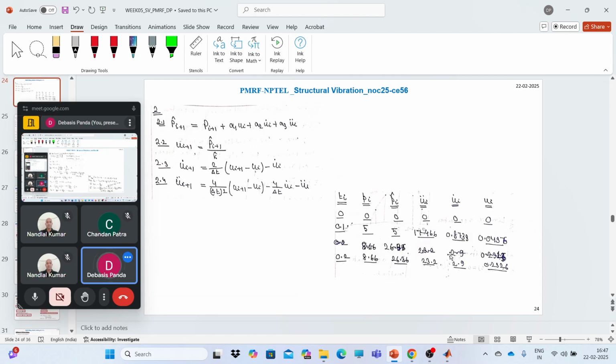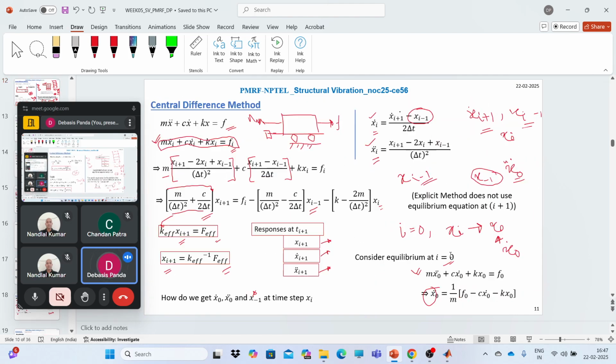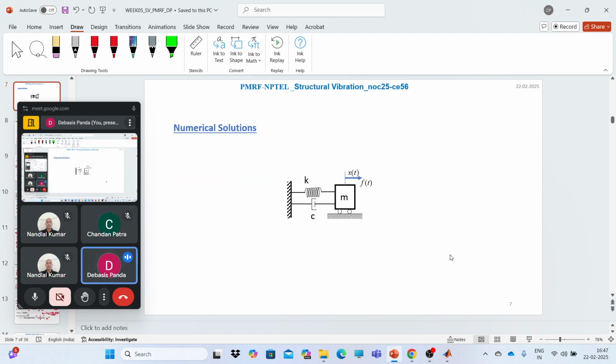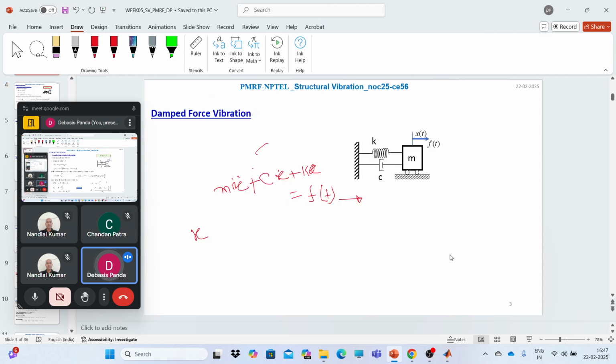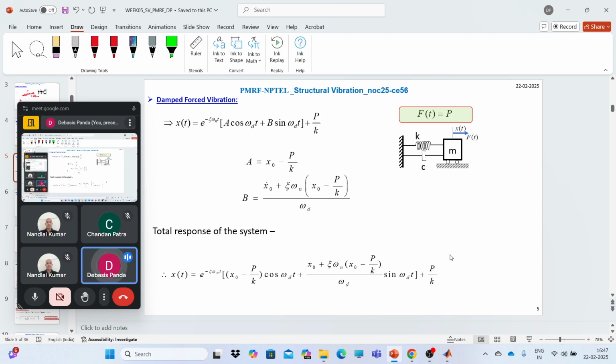Okay, so what we have done today, if we quickly summarize this. Today we talked about the numerical solutions. Numerical solutions mean we have already solved this second order differential equation mathematically. The mathematical solutions we have seen. Mathematically you can solve it, but it will be time consuming and will require much more effort than the numerical solution.